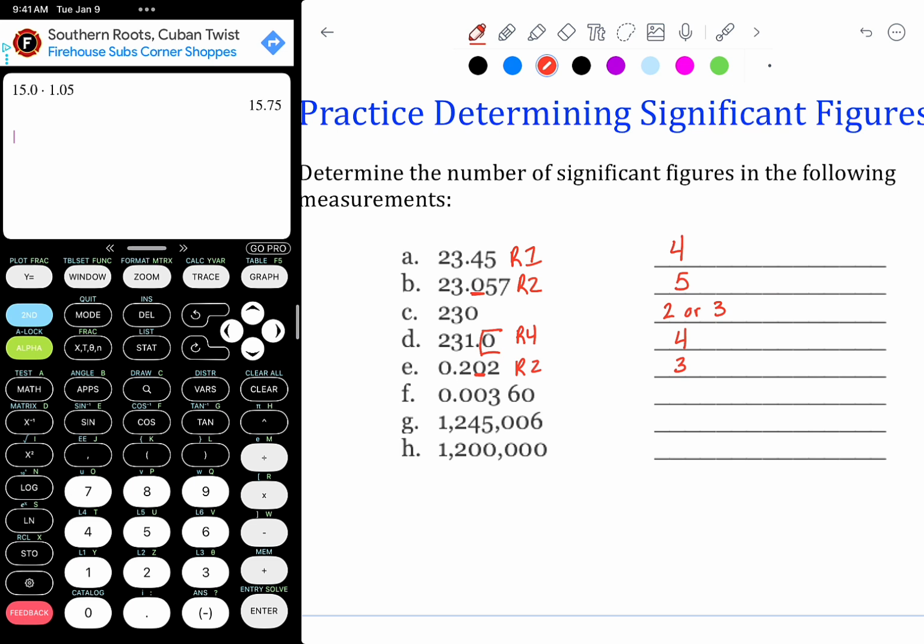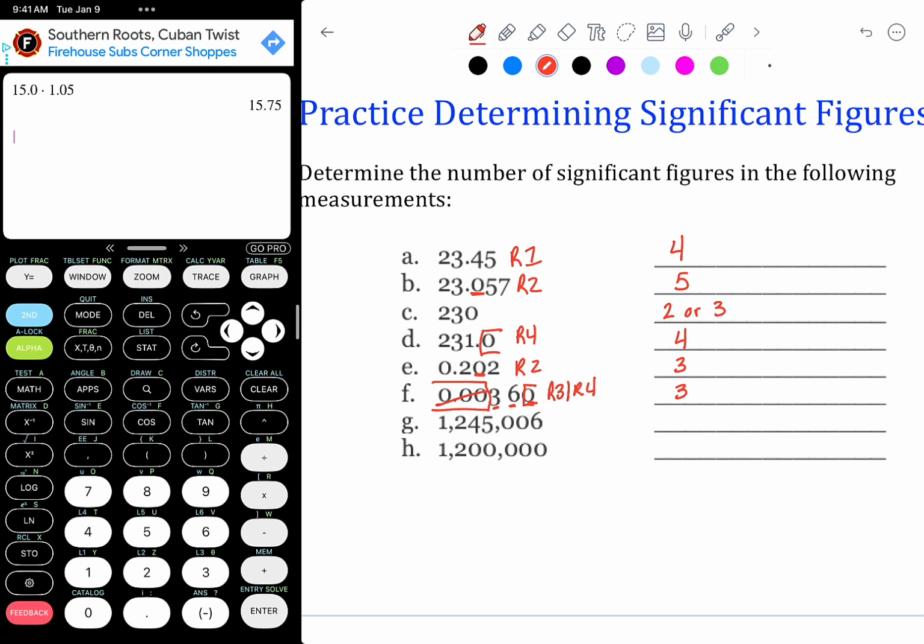0.00360. So this would be a combination of Rule 3 and 4, because these zeros before our first non-zero digit are not significant, but the 0 at the very end is. So we have 3 significant digits: 3, 6, and 0.